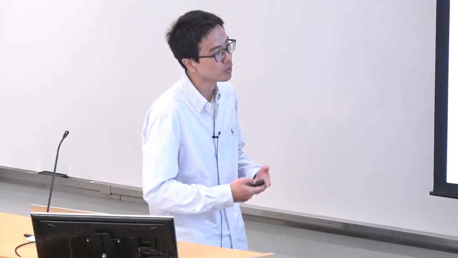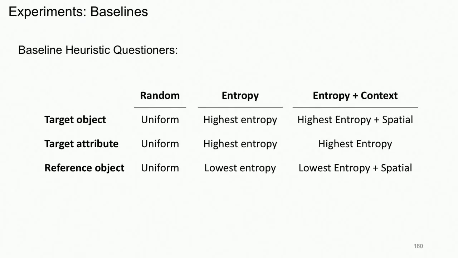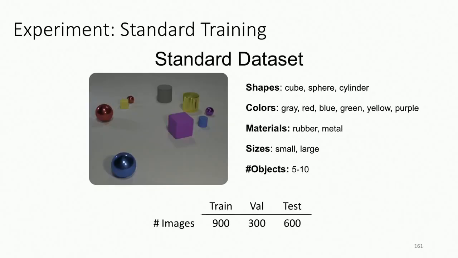And we compare with some baselines. You might consider baselines like randomly selecting a target object, randomly selecting an attribute, or randomly selecting a reference object. We also use a highest entropy selection strategy to select the object or attribute with the highest entropy in the graph memory, and we combine the highest entropy and the spatial information together for comparison. We collect a standard data set based on the CLEVR data set, with different object shapes, colors, materials, and sizes. Normally the number of objects is from 5 to 10.